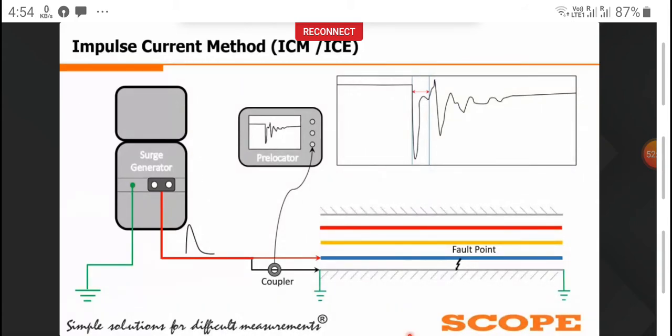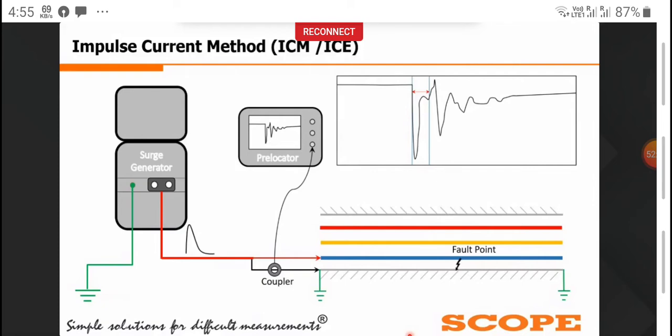The limitation of the impulse current method is that for shorter distances the received reflections of the cable might overlap with each other. That's why the impulse current method is generally preferred for longer cables, because it gives a larger pulse width, and this larger pulse width is very useful for determining the accurate fault location in a longer cable. So the impulse current method is mainly preferred for longer cables.